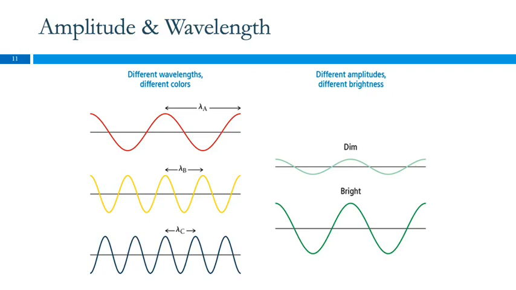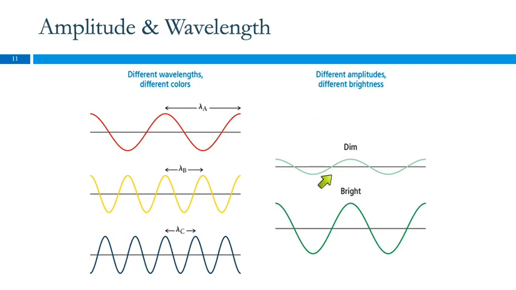So the wavelength of light determines the color that we perceive. Red light has a longer wavelength, yellow light is in the middle, and blue light has a shorter wavelength. The cells in our eyes get this signal and interpret it, and we view this as different colors. So the wavelength is the different colors of light.